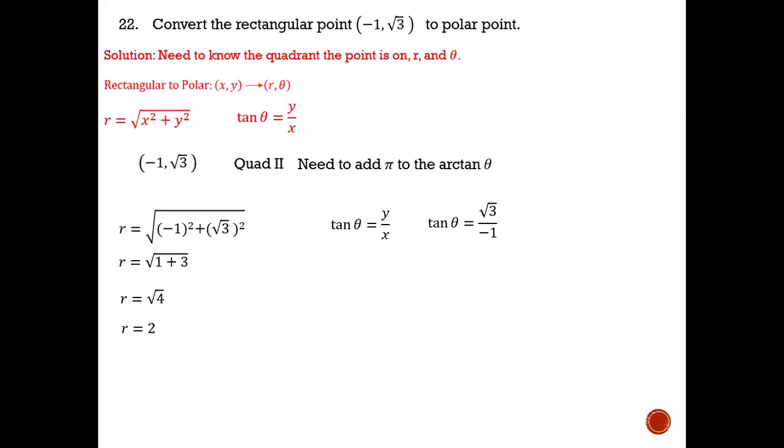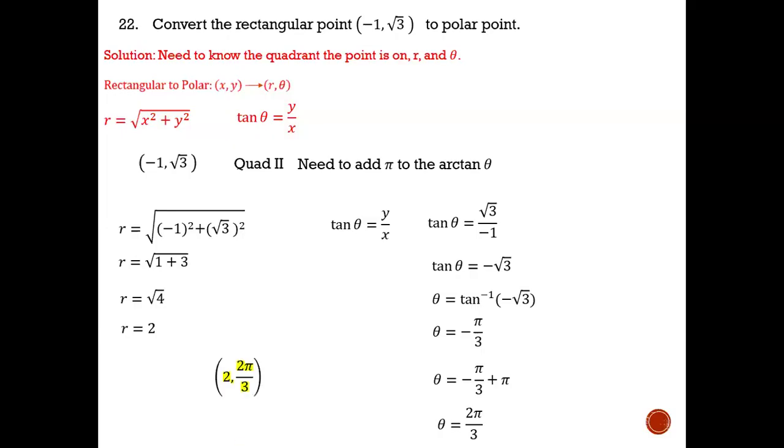Tan of theta is y over x, which is the square root of 3 over -1. Let's take the arctan of this. When we do the arctan, we get negative pi thirds. But because we're in quadrant 2, we need to add pi to this. So we're going to do 3 pi over 3. So minus pi over 3 plus 3 pi over 3 is 2 pi over 3. So our polar point is 2, our radius, and our angle is 2 pi over 3.